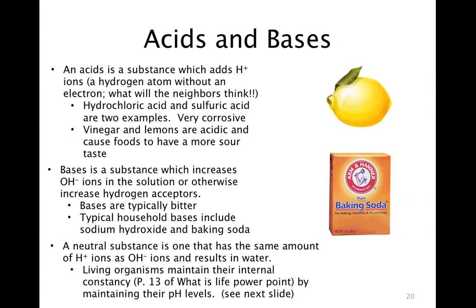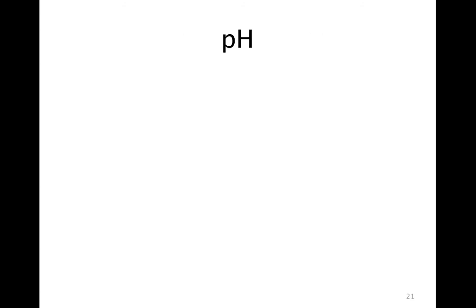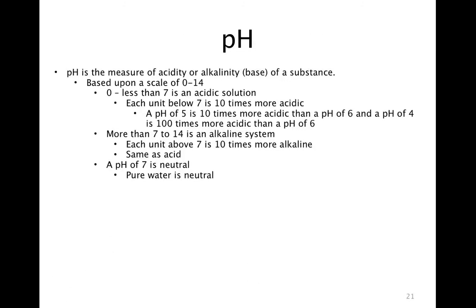So a neutral substance is one that has the same amount of hydrogen ions and OH ions and results in water. Living organisms maintain their internal constancy, and one of the things that we're maintaining in our internal environment is our pH levels. So pH is the measure of acidity or alkalinity, which is the base of a substance. Alkalinity is the fancy way of saying base. It's based on a scale of 0 to 14. 0 to less than 7 is acidic. Okay, more than 7 to 14 is alkaline or base, and a pH of 7 is neutral.